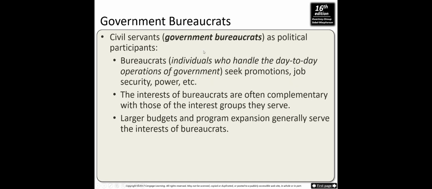And government bureaucrats, the last one, are the political participants. Bureaucrats, which are individuals who handle day-to-day operations of government, seek promotions, job security, and power. The interests of bureaucrats are often complementary with those of the interest groups they serve. They want larger budgets and program expansion, and they usually serve in the interest of bureaucrats.